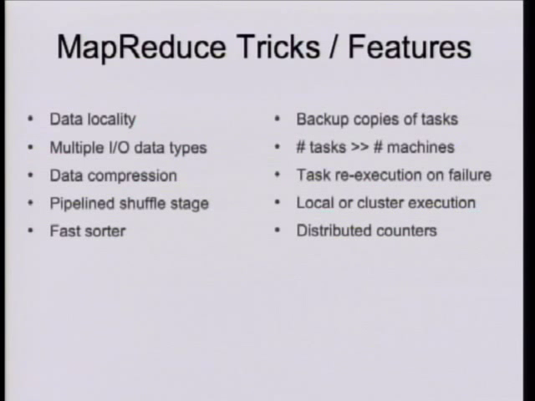Jeff covered a lot of these. There are a couple things he didn't catch, though. I don't think he mentioned data compression. So when you're trying to transmit data between mappers and reducers, sometimes it's faster to compress it before transmitting across the wire. No big surprise, but it's a good idea.